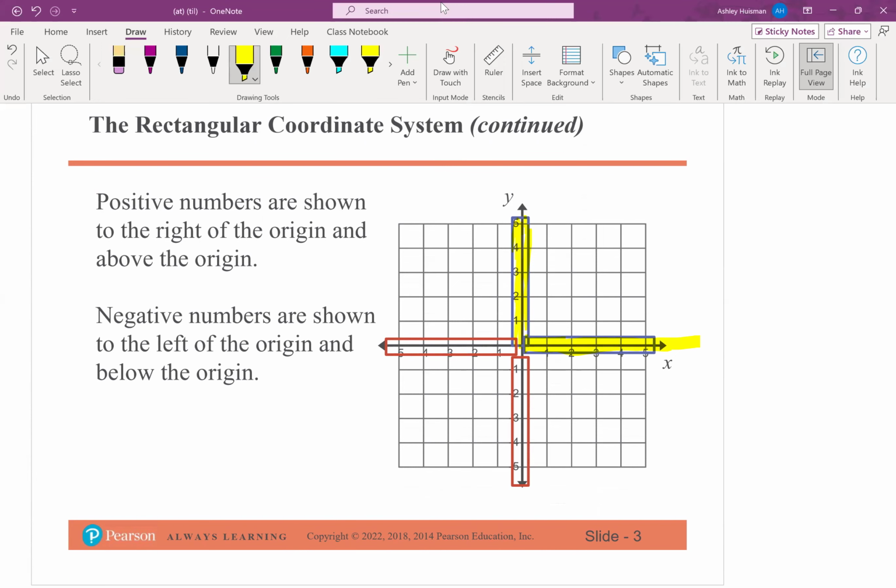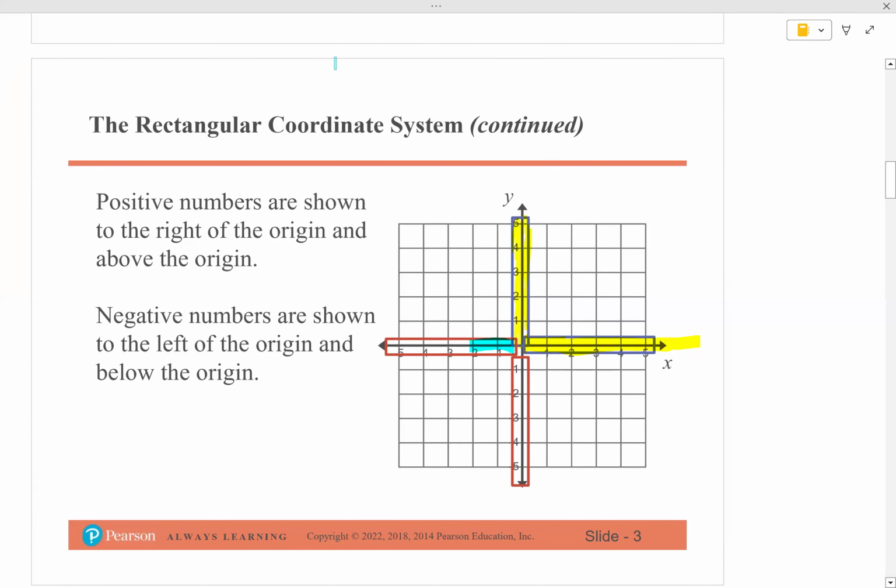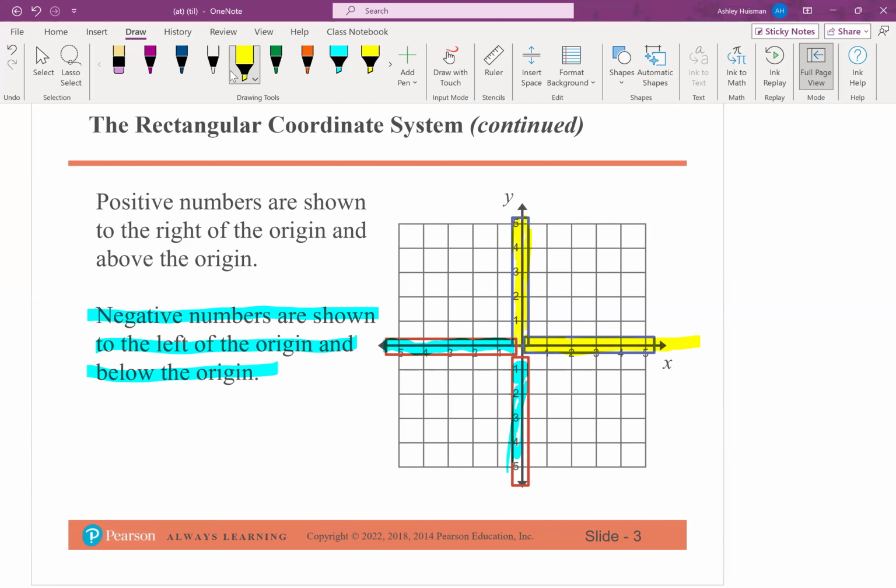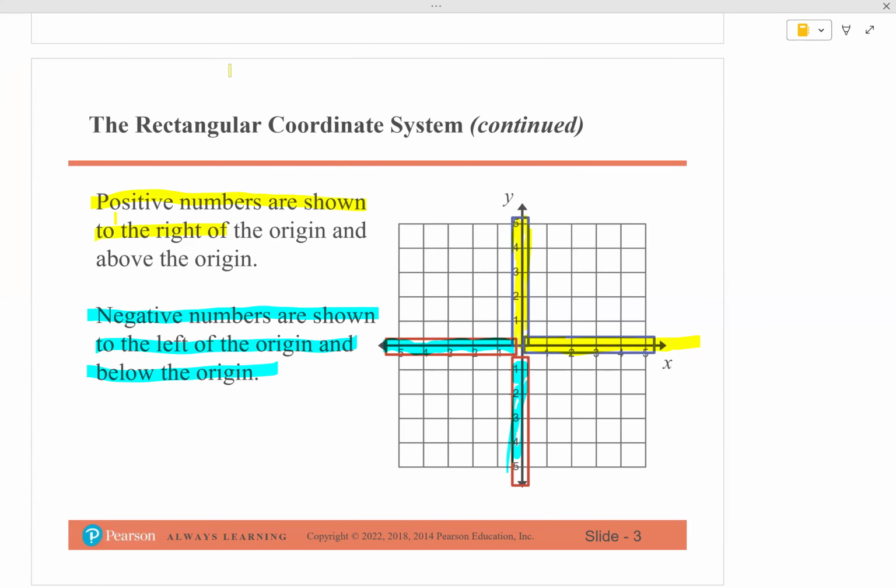On the left side of the x-axis and the bottom of the y-axis, you have negative values: -1, -2, -3, -4. You can't really see them because of the red bar, but these are all negative values. So negative numbers are shown to the left of the origin and below the origin, like we mentioned on the previous page, and positive numbers are shown to the right of the origin and above the origin.